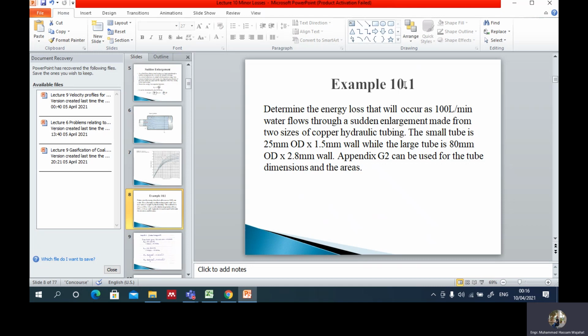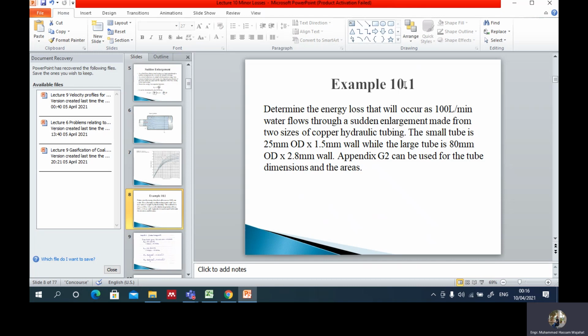Let's take a small example. My example is: determine the energy loss that will occur as 100 liter per minute water flows through a sudden enlargement made from two sizes of copper hydraulic tubing. The small tube is 25 millimeter, while the large tube is 80 millimeter. Appendix G can be used to calculate the tube dimensions and areas.